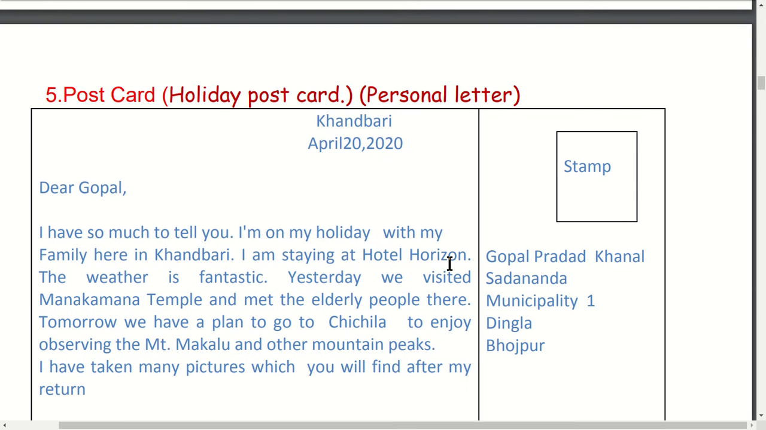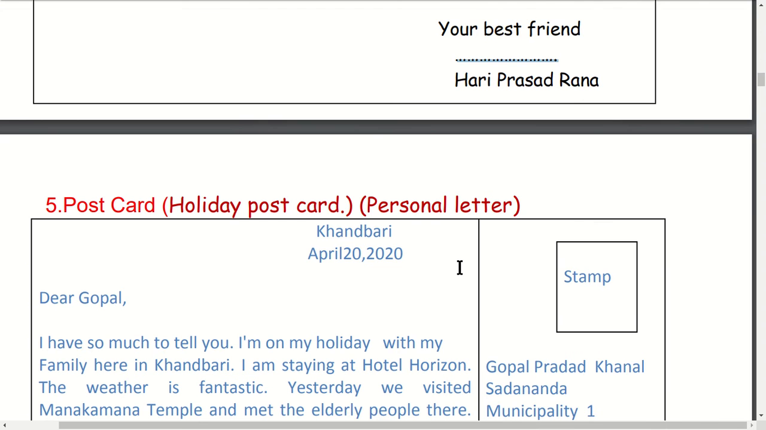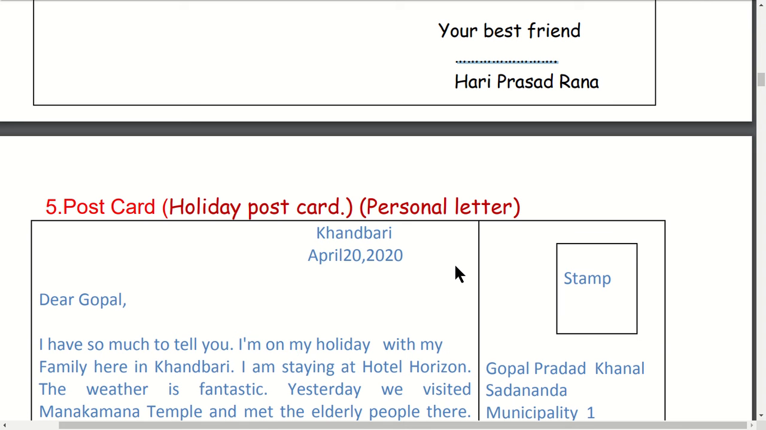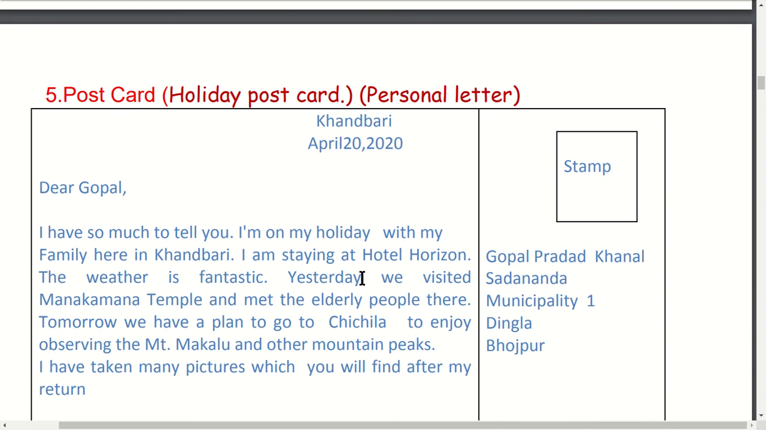Then another one, guided writing. Sometimes you are asked to write a holiday postcard. A holiday postcard is also like a letter. A postcard is a personal letter, but it is very short. While writing a postcard, you have to use simple English. It is very short. It will not be very long here.